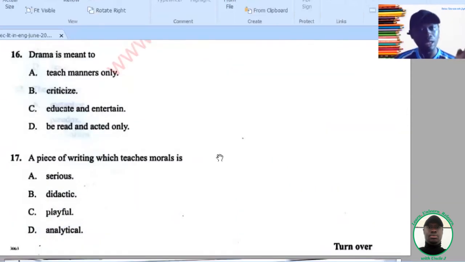Question 16. Drama is meant to teach manners only, no; criticize, no; educate and entertain, yes; be read and acted only, no. Option C, educate and entertain. Question 17. A piece of writing which teaches morals is A, serious, no; B, didactic, yes; C, playful, no; D, analytical. A piece of writing that teaches morals is referred to as didactic.